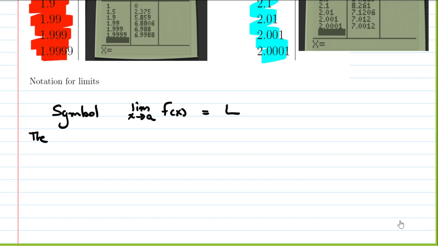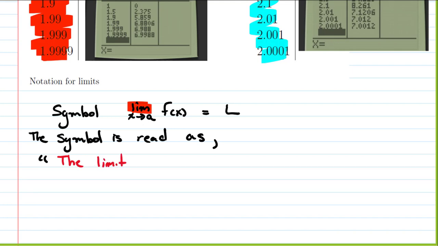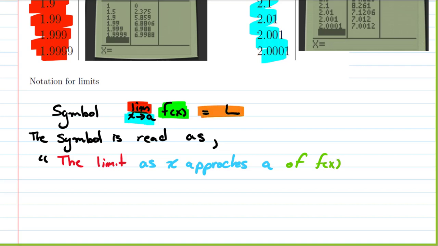So this part is the limit as x approaches A of f of x equals L. So our symbol is an abbreviation of that entire sentence: the limit as x approaches A of f of x equals L.